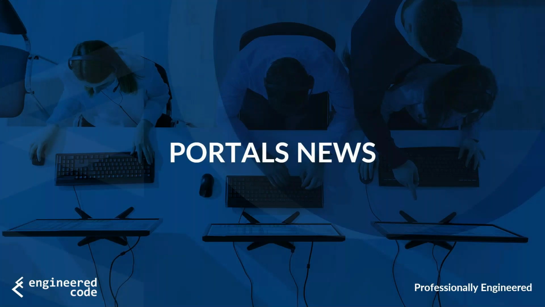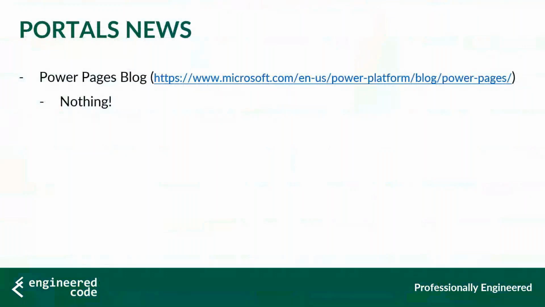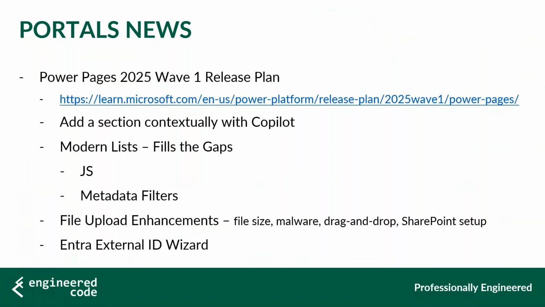So let's talk about the news. Often I will start with the Power Pages product team blog, on which there was nothing new since we last got together in January. I think the last thing that they announced was the GA, general availability, of Power Pages in Norway, and there's been nothing since then. I think the reason for that is because of our next slide: since we last met, at the end of January, the Power Platform 2025 Wave 1 release plan came out.